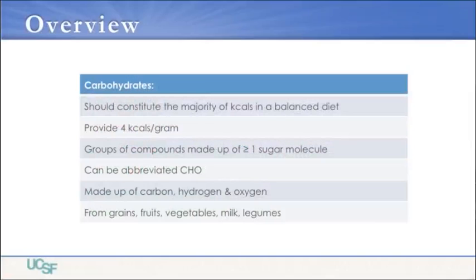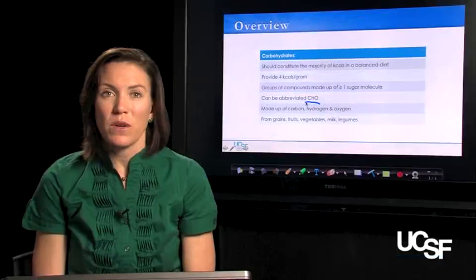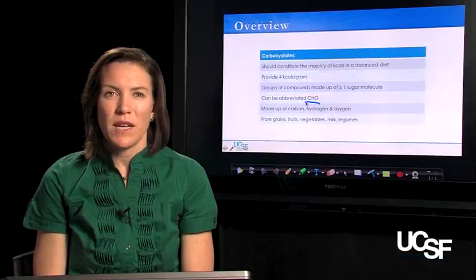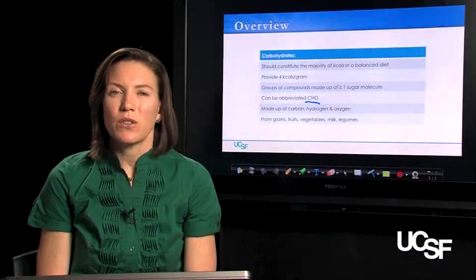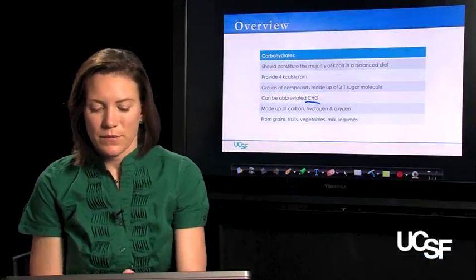Carbohydrates are groups of compounds that are made up of one or more sugar molecules. And we sometimes abbreviate it CHO. So that's short for carbohydrate. I'll also refer to it as carbs. Carbohydrates are made up of carbon, hydrogen, and oxygen. In our food supply, we get carbohydrates from foods like fruits, vegetables, milk, and legumes. Legumes are things like dried peas and beans or lentils.